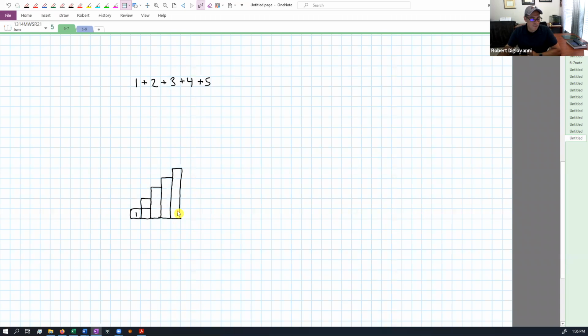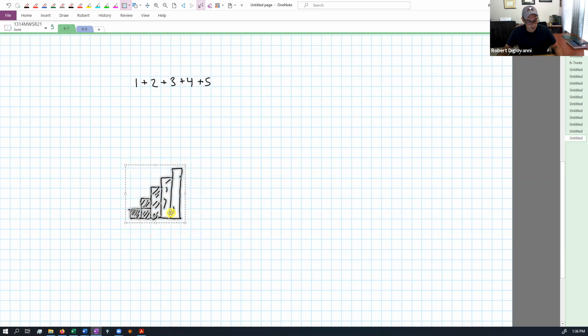Okay, so if I could figure out the area of this, that would be what all these are added up to be, right? The area of that little square is 1. The area of this and this together, that's 2. The area of those 3, that's 3, and then 4, and then 5, right? So Gauss said, look, let's just take this.